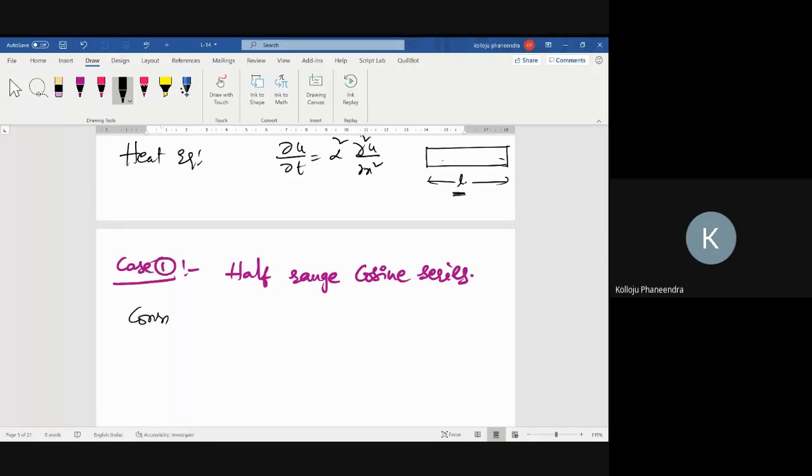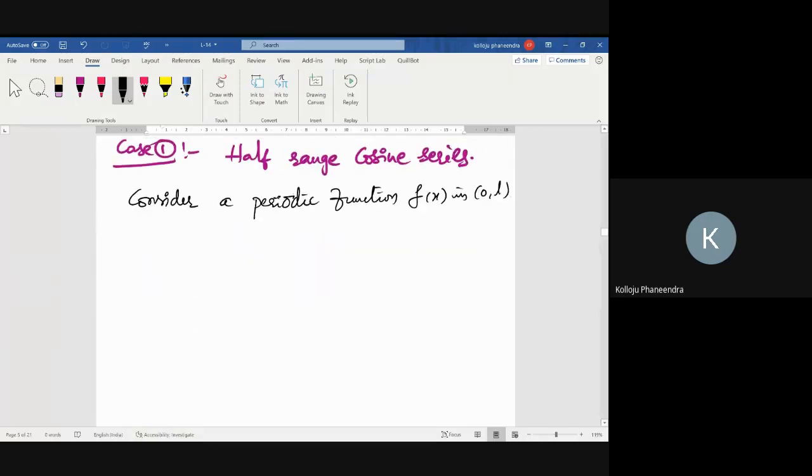Consider a periodic function f of x in what interval? In the interval 0 to L only, 0 to L with period L. Periodic function f of x in the interval 0 to L. Now, just I'm giving the explanation, to get the Fourier series of f of x in 0 to L.